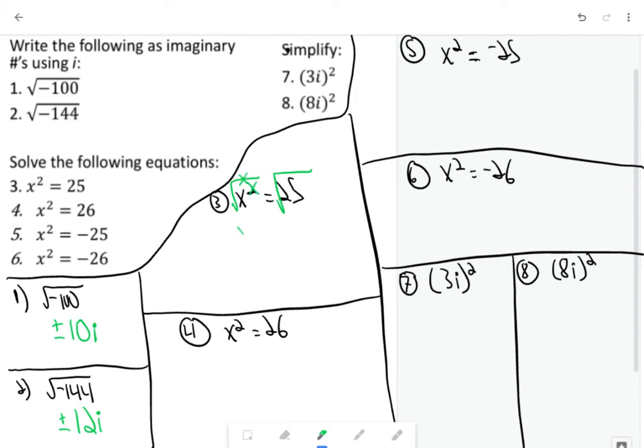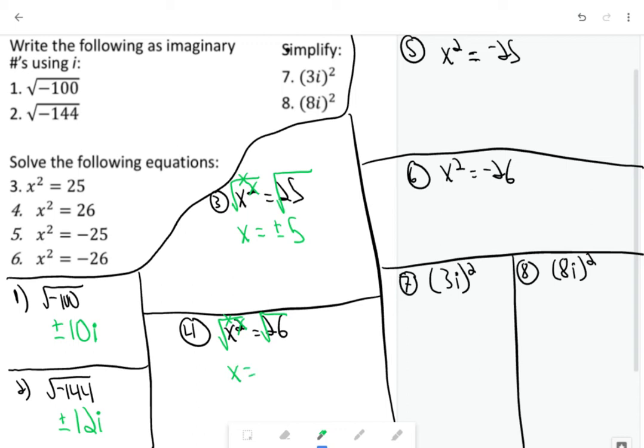That would cancel, and I would say that the answer is x equals positive and negative 5, right? Because 5 squared is 25, and negative 5 squared is also 25. Similarly, if I was going to do number 4, I could take the square root of both sides to get rid of the squared on the left-hand side.